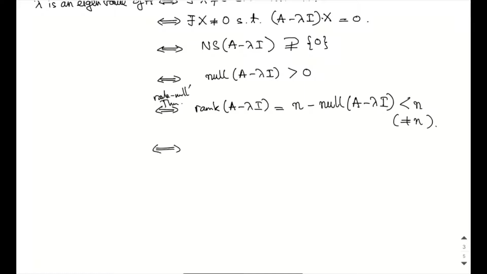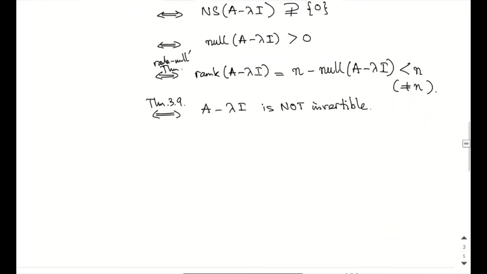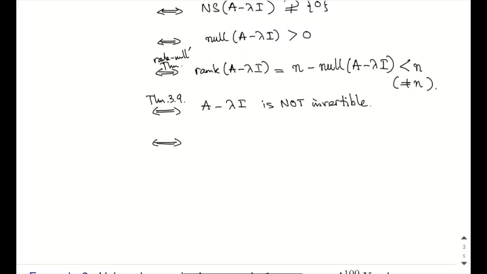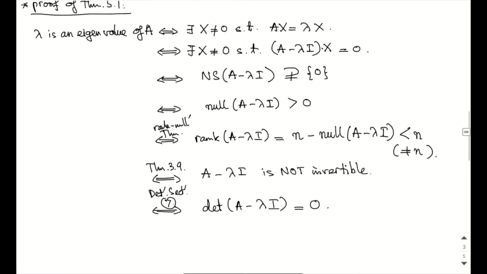Then by theorem 3.9, a matrix is invertible if and only if its rank is exactly the number n. Now the rank is not n, so the matrix is not invertible. And then from property number 7 in the determinant section, a matrix is invertible if and only if the determinant is not 0. So the matrix is not invertible if and only if the determinant has to be 0. That's why being an eigenvalue for A means being a solution of this polynomial equation.